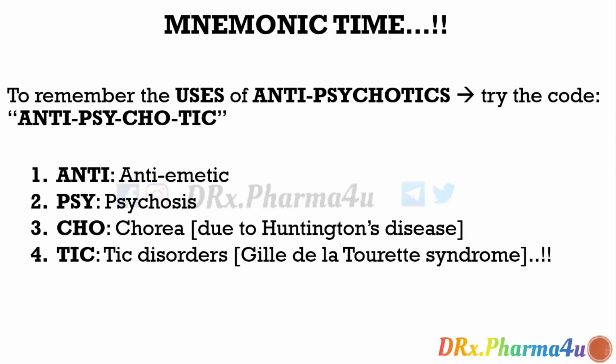So we come to the last part of the presentation. To remember the uses of antipsychotics, you can try the code ANTIPSYCHOTIC. I actually referred to this from a book. This was very interesting. I think this can also help you to remember some of the uses. Anti means antiemetic, because it has dopamine blocking activity. Psy means psychosis. Co means chorea. So due to Huntington's disease, Huntington's chorea, we give antipsychotics. And then tic means tic disorders. So Gilles de la Tourette syndrome. For that also we give antipsychotics.